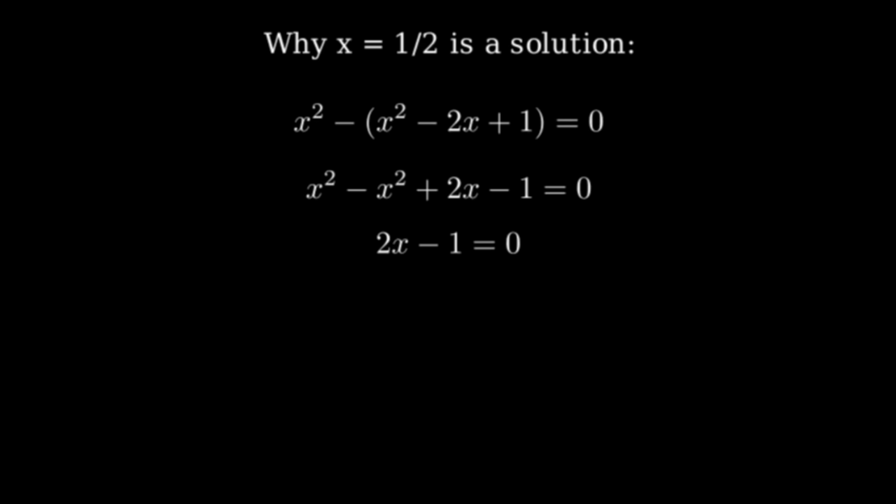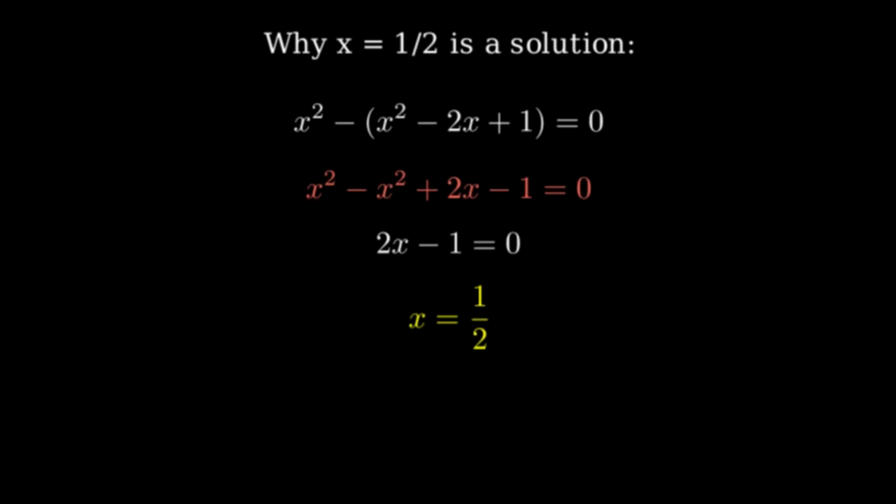Notice what's happening with the x squared terms. The x squared terms cancel each other out, leaving us with just 2x minus 1 equals 0. What looked like a quadratic equation has simplified to a linear equation because the squared terms eliminated each other. Solving this linear equation is straightforward. We add 1 to both sides and then divide by 2, giving us x equals 1/2. This is why 1/2 is the only solution to our original equation.